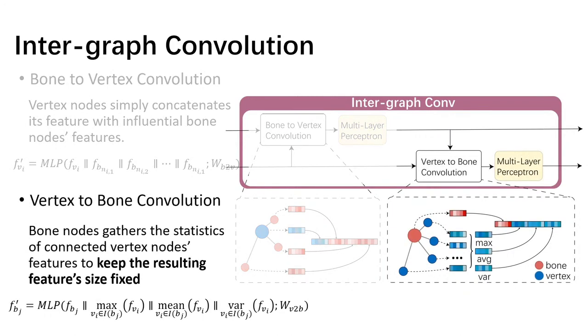However, things are different in vertex-to-bone convolution. Different bone nodes connect to different numbers of vertex nodes. We cannot simply concatenate their features. To keep the resulting feature size fixed, we instead concatenate the statistics, which are the maximum, mean, and variance, of the influenced vertex nodes. And each convolution operation is followed by an MLP layer for nonlinearity.